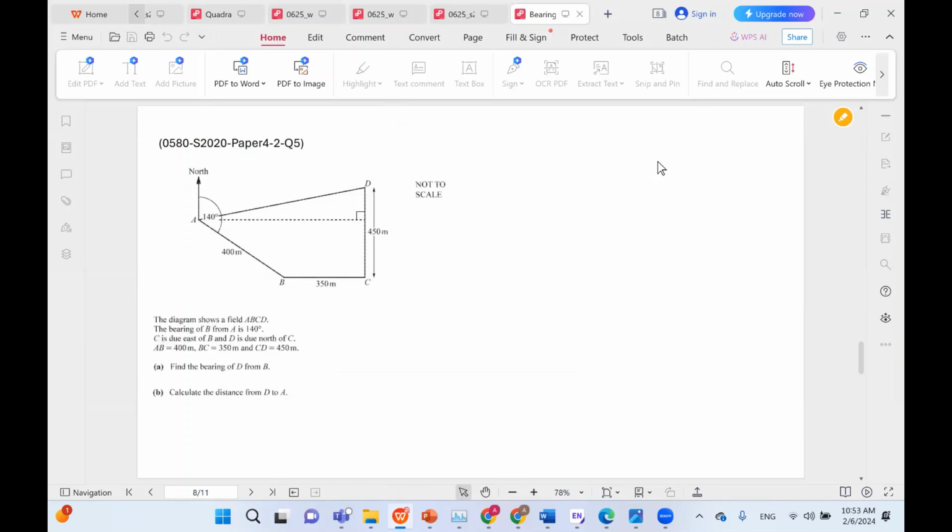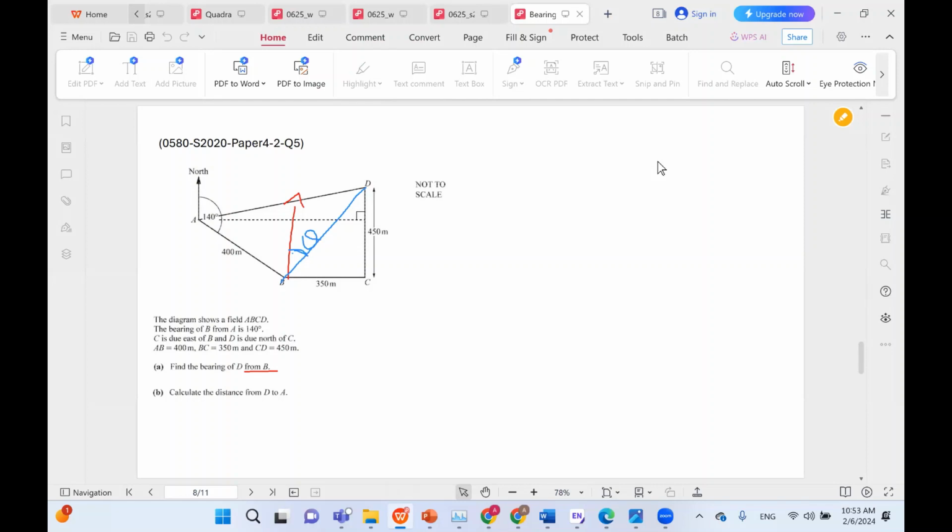the diagram shows a field ABCD. The bearing of B from A is 140. C is due east of B and D is due north of C. Find the bearing of D from B. So in order to find the bearing of D from B, we have to go to B and we have to draw a north. So there is the north. And then we need to join the line BD like this. And we need to get this angle here. We move clockwise from the north to the line. So the bearing of D from B would be this angle theta written in blue.